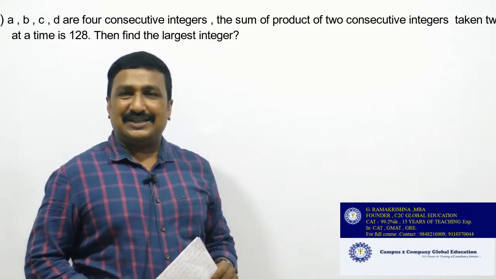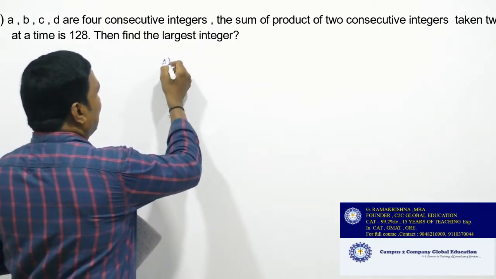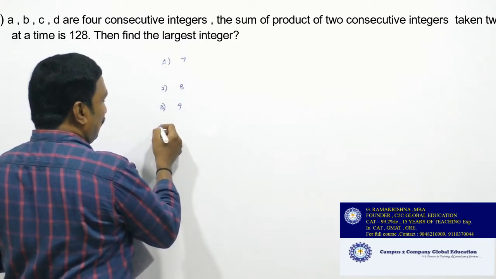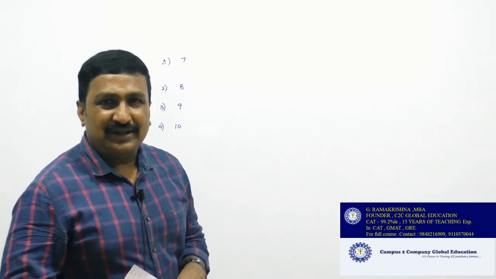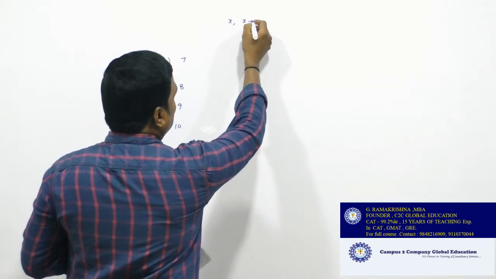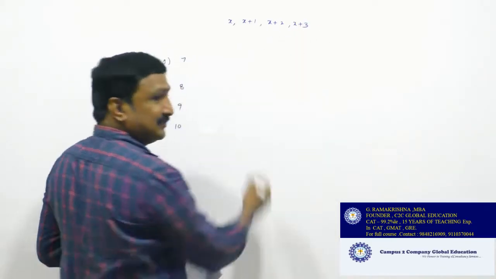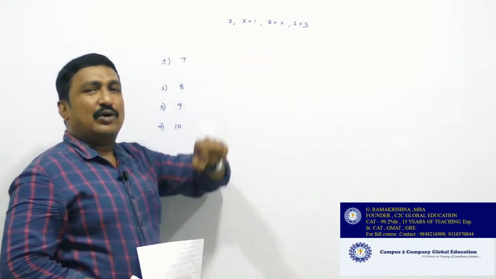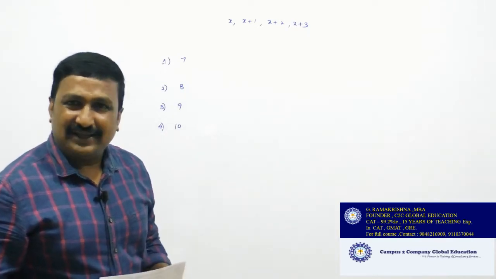Here they gave A, B, C, D are 4 consecutive integers. Here also I will give the options. So the first option is 7, the second option is 8, the third option is 9, the fourth option is 10. Understood or not, friends? So here they gave 4 consecutive integers. So when you are taking the 4 consecutive integers, the first integer is x, the second one is x plus 1, the third one is x plus 2 and x plus 3. Right, friends? So according to the condition, the sum of the product of 2 integers taken 2 at a time is 128.